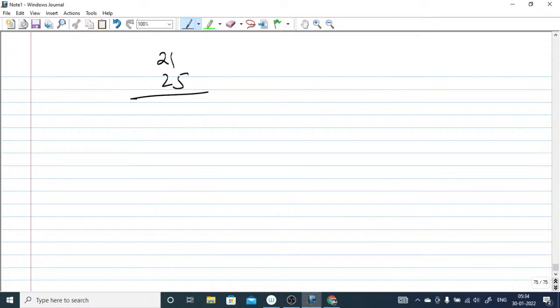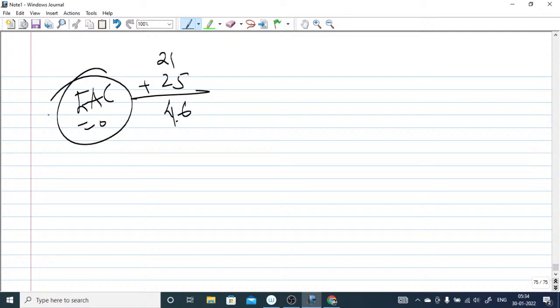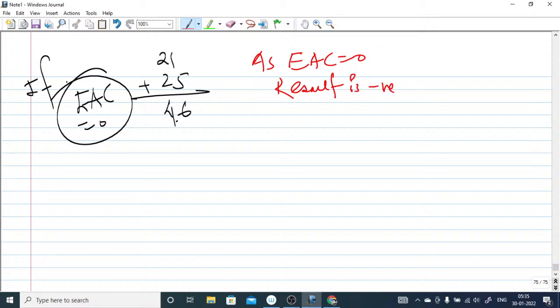21 plus 25, right? So add this, 5 plus 1 is 6, right? And 2 plus 4, and you're not getting any carry. EAC here is 0, right? If EAC is 0, it means the result is negative. Okay, as EAC equals 0, the result is what? Negative, and it is in complement form.